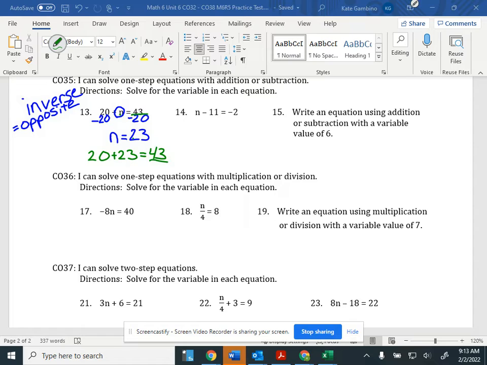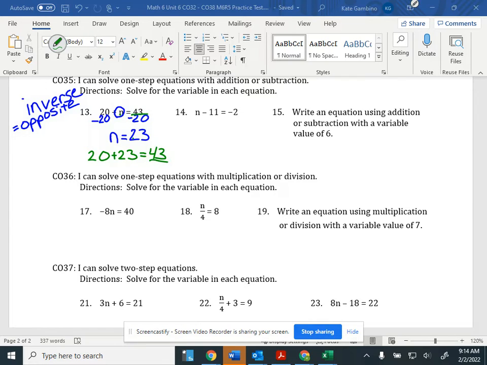How many of us checked our answers yesterday? That's not even half the class. Put that variable back in and check it. That's going to help you catch any mistakes you're making. Did I do it right? So you want to always check your work. Did I do it correctly?